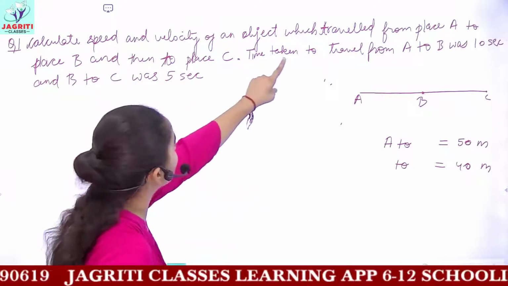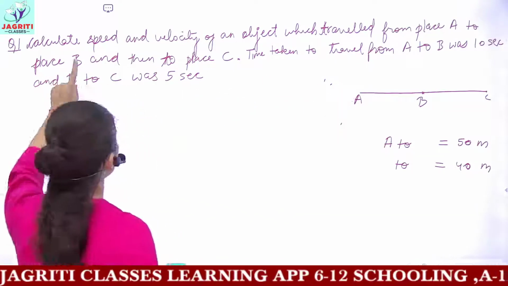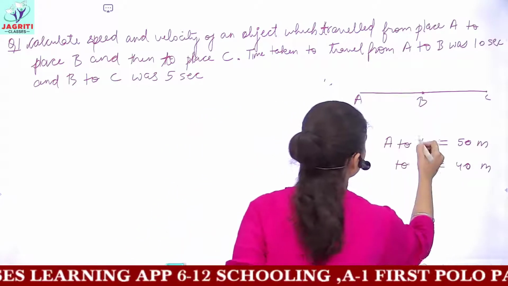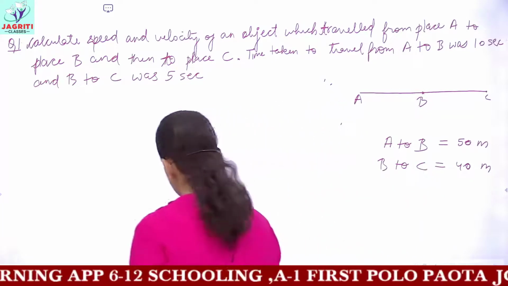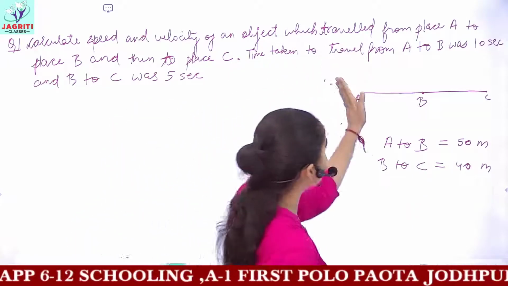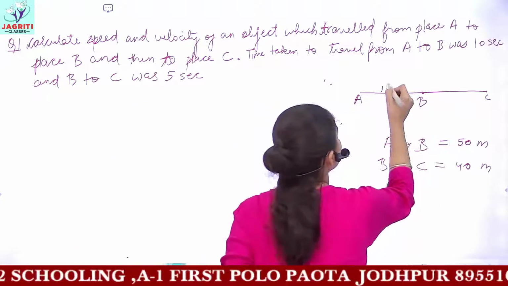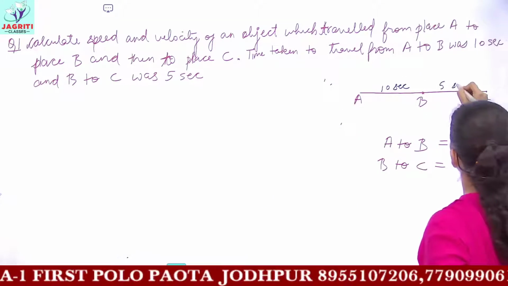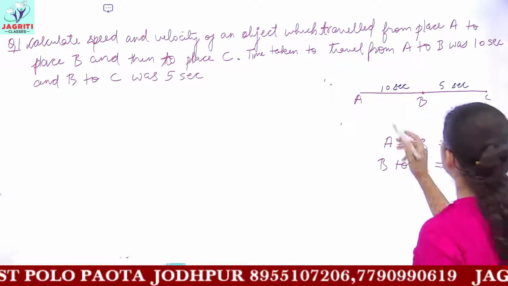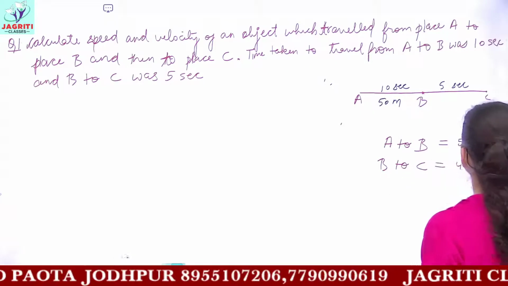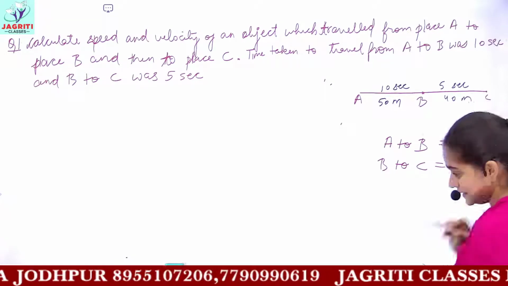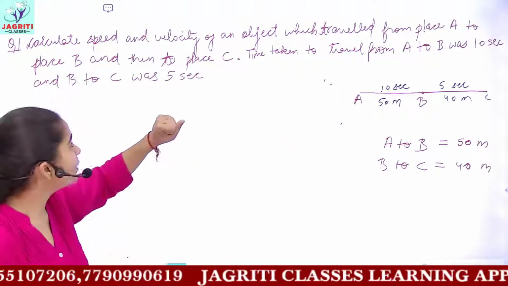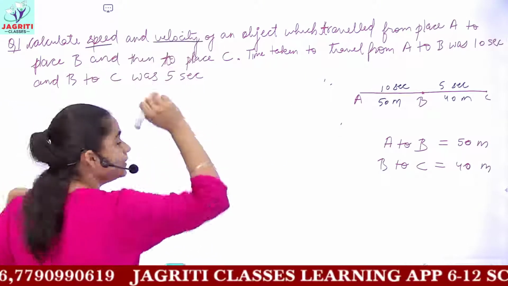Calculate speed and velocity of an object which traveled from place A to B and then to place C. Time taken for the first journey, here we'll do A to B and B to C. Now the time taken to travel from point A to point B is given as 10 seconds and the next time interval from B to C is given as 5 seconds. This distance from A to B you have 50 meters and from B to C you have 40 meters distance. Now by reading the question, you have to understand here it is just written find the speed and velocity.